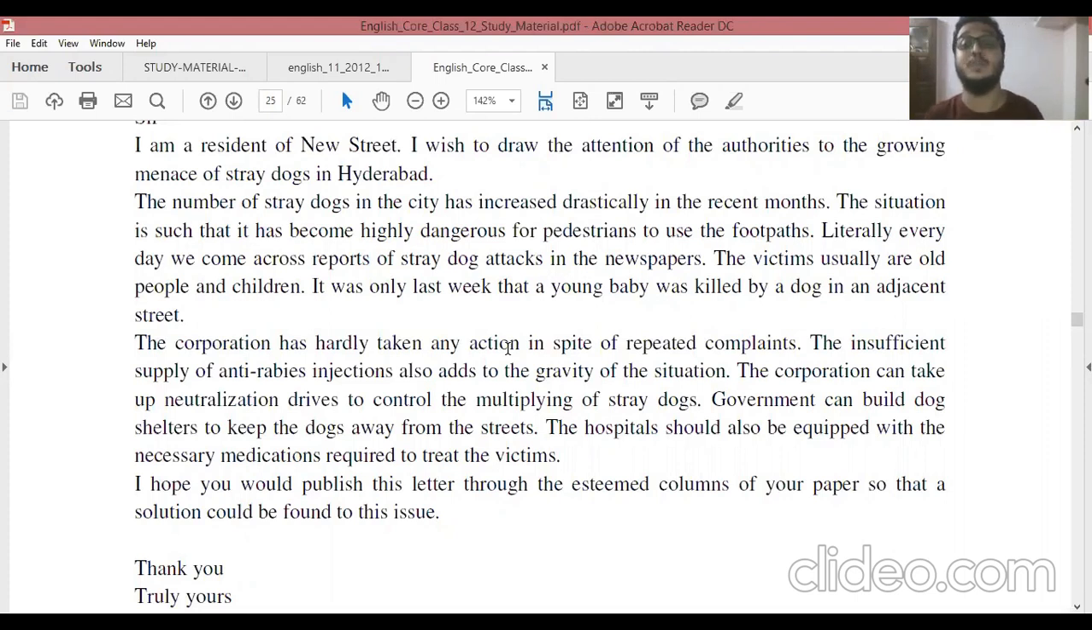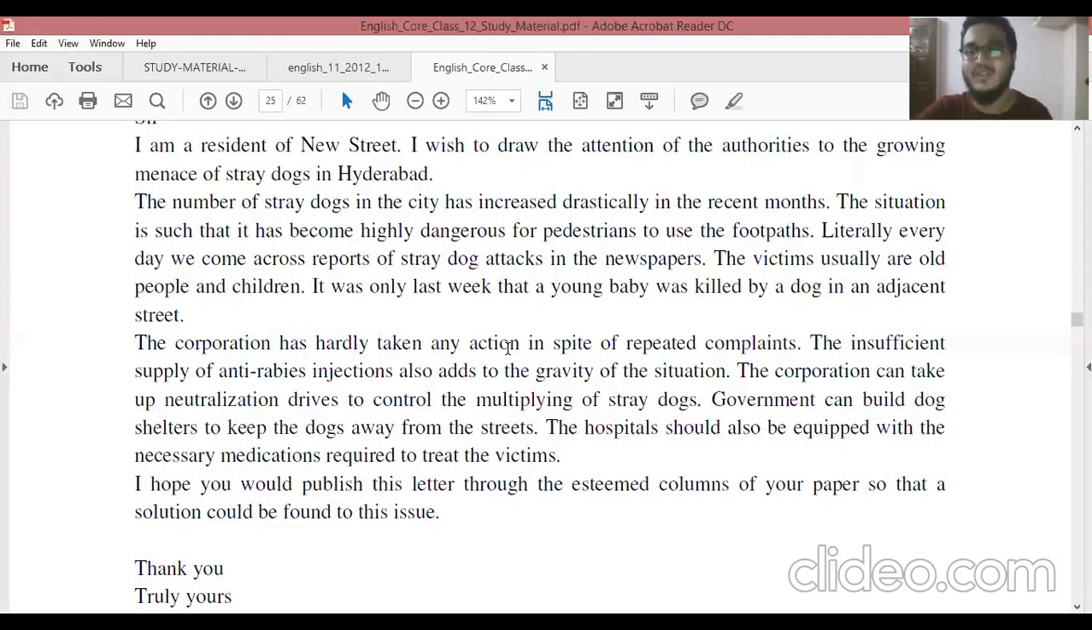The hospitals should be equipped with the necessary medications required to treat the victims. The hospital must have all these things, and immediate treatment can be given. And the last line: I hope you would publish this letter through the esteemed column of your paper so that a solution could be found to the issue.